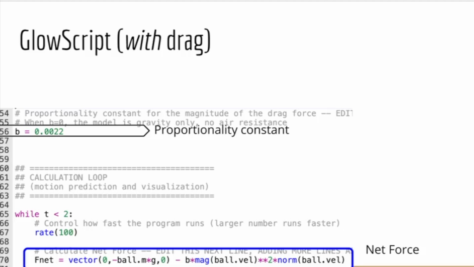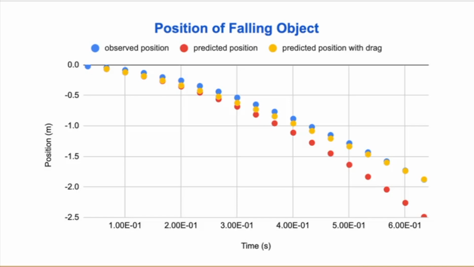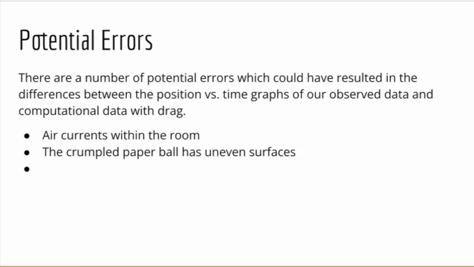And here's the GlowScript code with drag. The code is similar to the previous model, however, we will now add a value for the proportionality constant of the drag force, and we will include the drag force in the model. Here's the complete graph of our position versus time graph. We see that after accounting for the effects of drag, we were able to get a more accurate model for our position versus time graph.